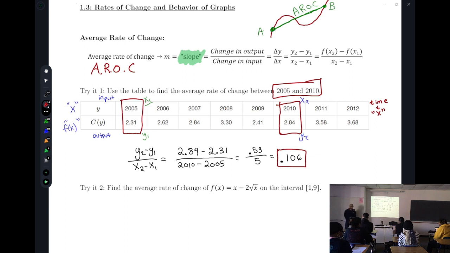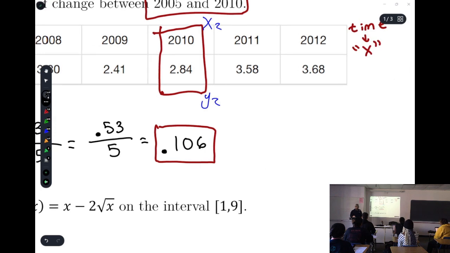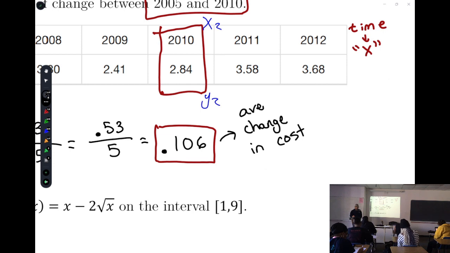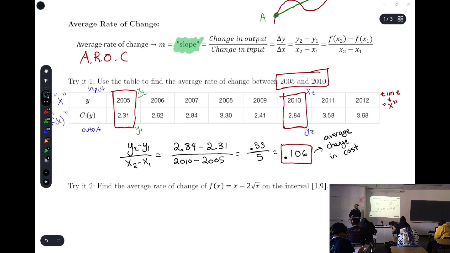Oh, cost. So that makes a lot of sense. Look at that. Cost of gasoline per gallon. So actually, yeah, definitely. 2.3. That's cost per gallon. So the slope that we just found was how much it's going up. So change in cost. Average, not just change. Average change. And some years cost goes up more than others, right?